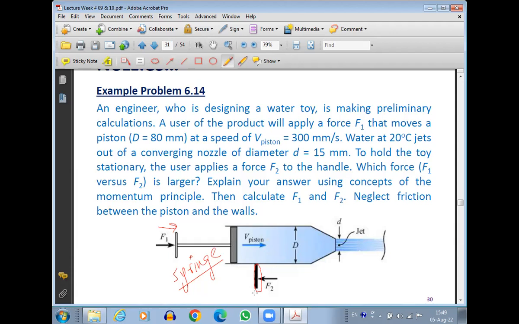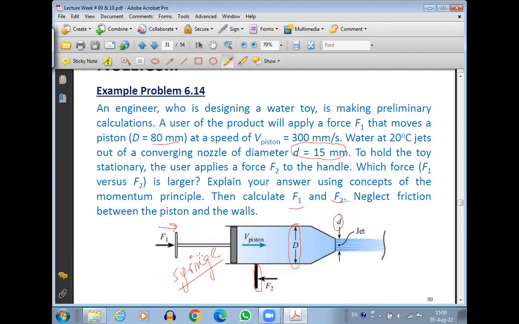And then explain your answer using the concepts of the momentum principle. Then calculate F1 and F2, that is, calculate how much will be the force F1 and how much will be the force F2. We have to neglect the friction between the piston and the walls. The diameter of this cylinder is capital D, which is 80 millimeter. And the diameter of the jet coming out of this syringe is small d, which is 15 millimeter. This is also provided.